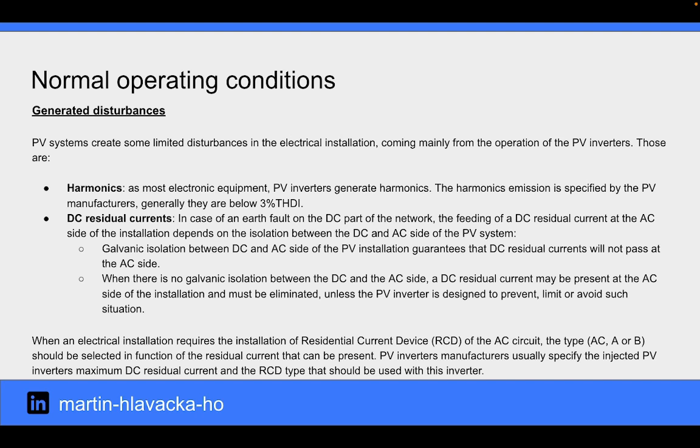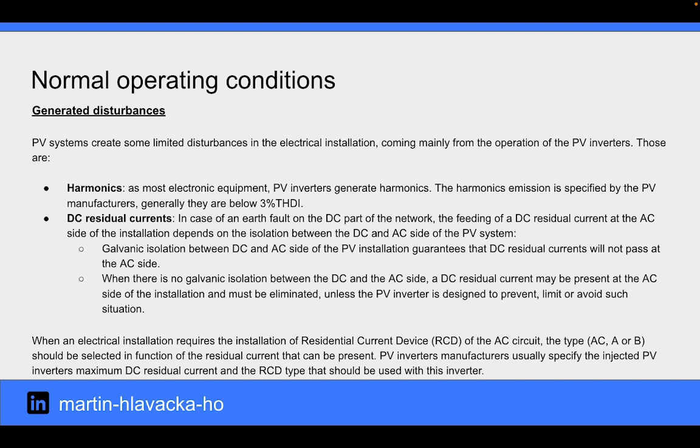DC residual currents. In case of an earth fault on the DC part of the network, the feeding of a DC residual current at the AC side of the installation depends on the isolation between the DC and AC side of the PV system. Galvanic isolation between the DC and AC side of the PV installation guarantees that DC residual currents will not pass at the AC side.